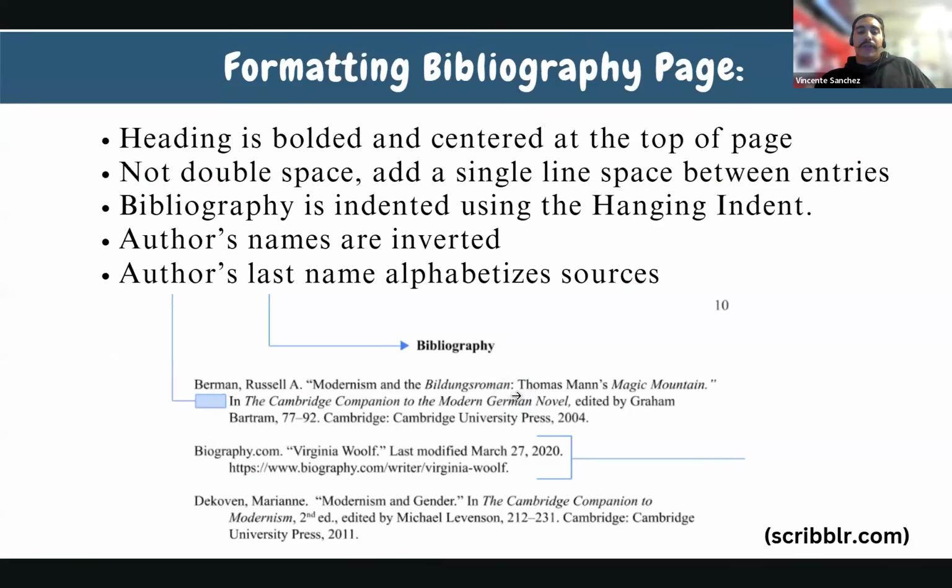So now we're going to go into formatting your bibliography page. At the end of your paper, after your in-text citations, you're going to have a whole page of all your sources, with the full information for each source. The heading is going to be bolded and centered at the top of the page. And you're not double spacing the bibliography page. It's just going to have a single line space between the entries.